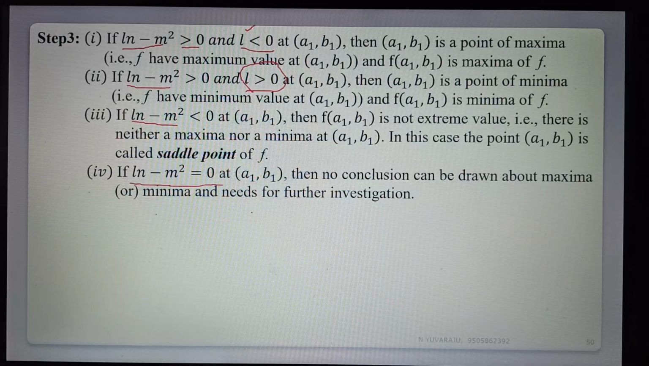Among the 4 cases, for maximum or minimum the condition ln minus m square must be positive. If L is negative, maximum; if L is positive, minimum. If ln minus m square is negative, there is no maximum and no minimum; if it is equal to 0, no conclusion. These 4 cases we will discuss at every point. Not only at the point a1 b1, but at the second point a2 b2, at the third point a3 b3, we are discussing all cases. Okay?